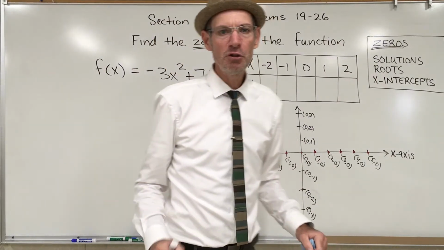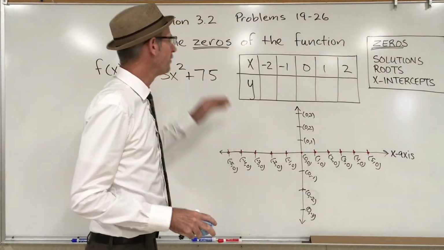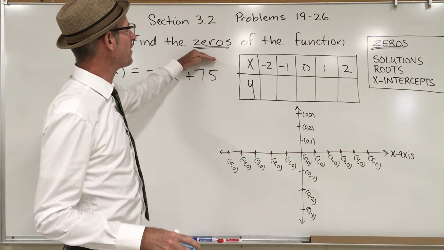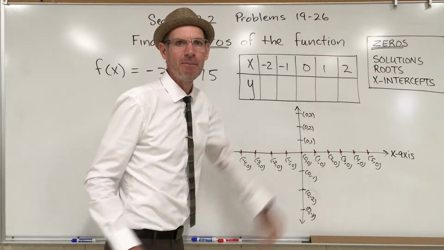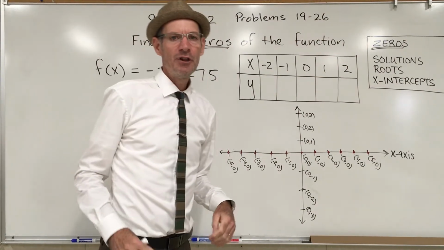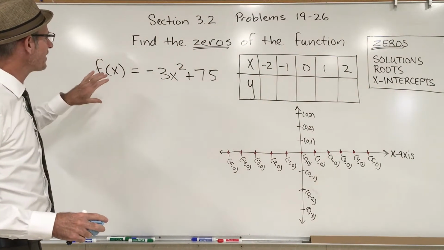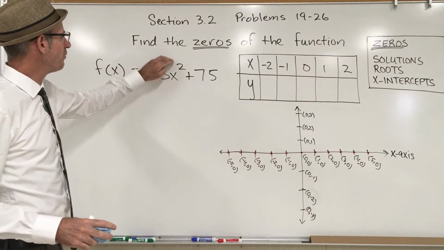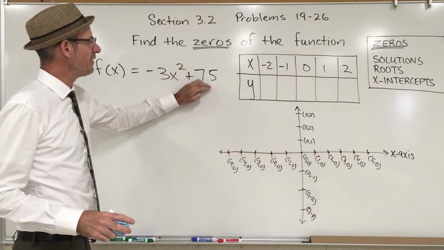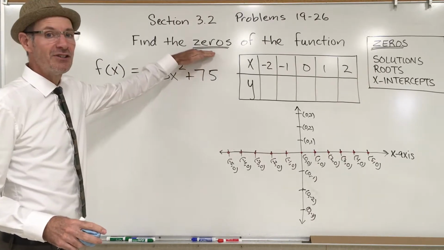Hello, Math 2 students. Today I hope you're ready to learn how to find the zeros of the function. And we're working with the quadratic function family. So our function is f of x equals minus 3x squared plus 75. And we want to find the zeros.